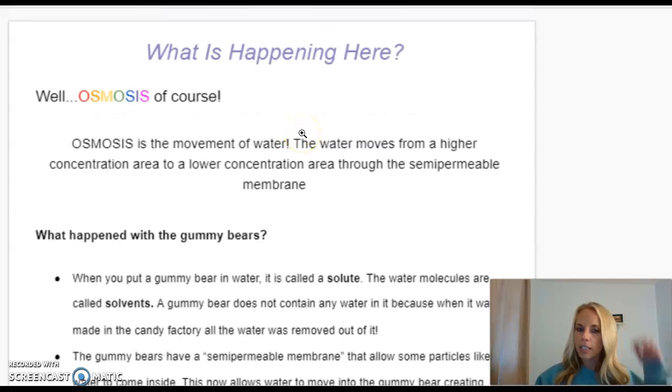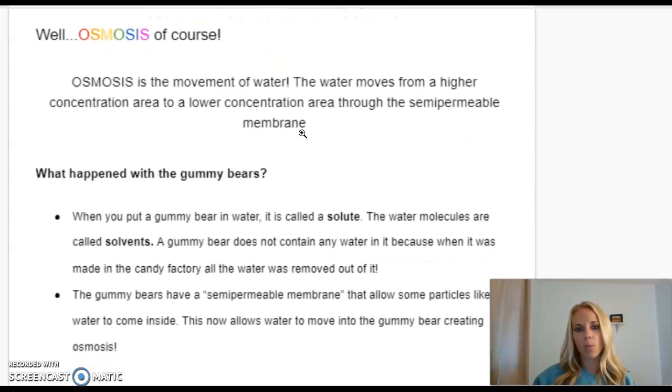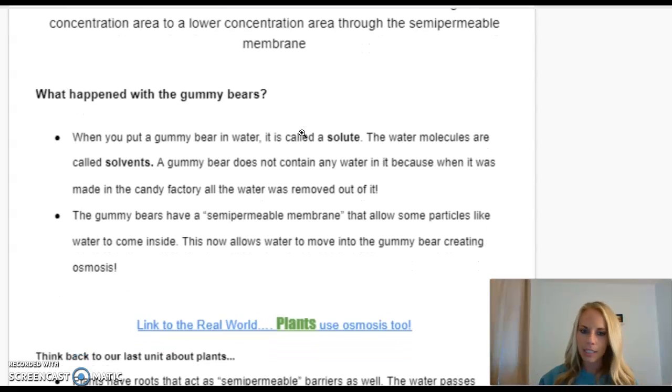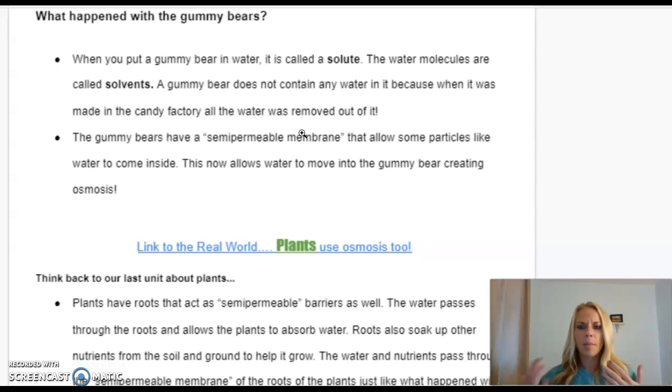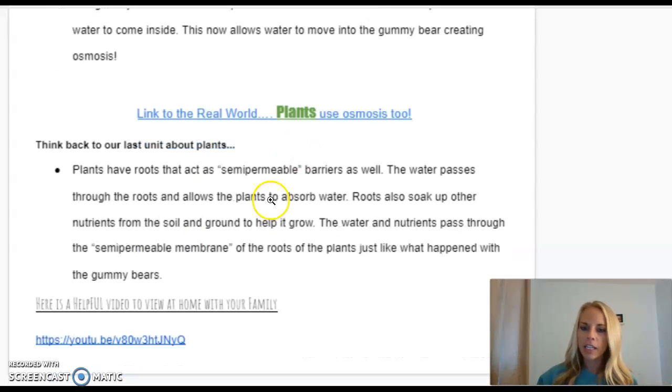I also created this worksheet that I would have them put in their student science journals. It's talking about, again, what osmosis is, what happened to the gummy bears, what a semi-permeable membrane is, and then linking it to the real world. I would do this right after my plant unit and link that back so that it would come full circle for the kids. I also put a helpful video for families at the bottom.